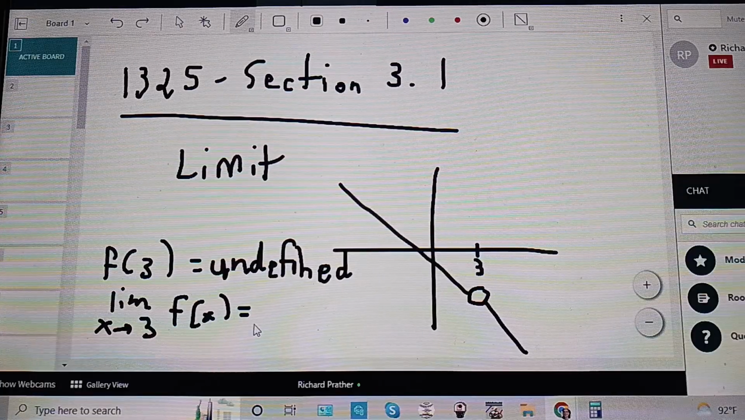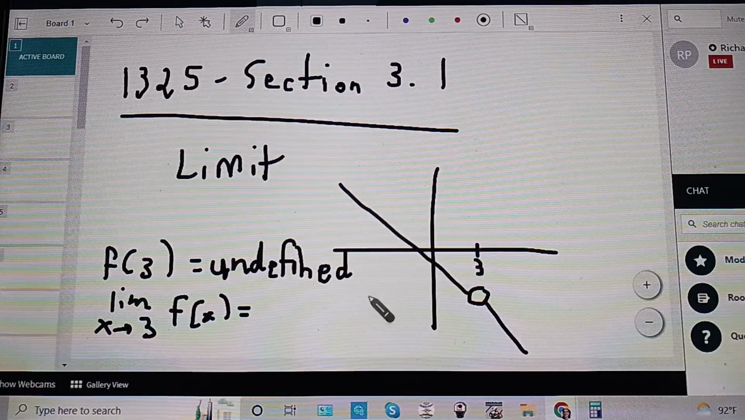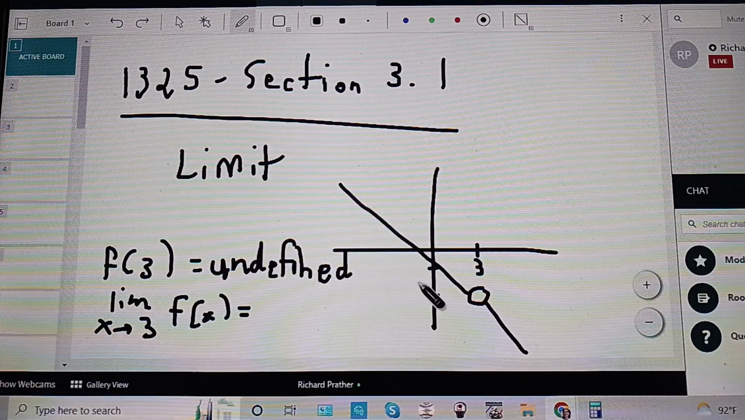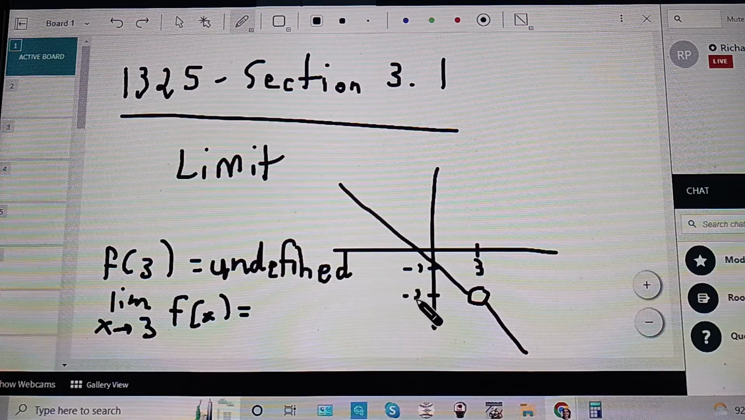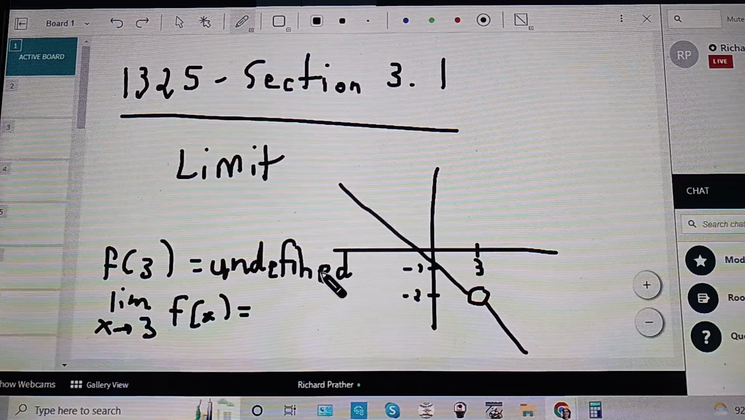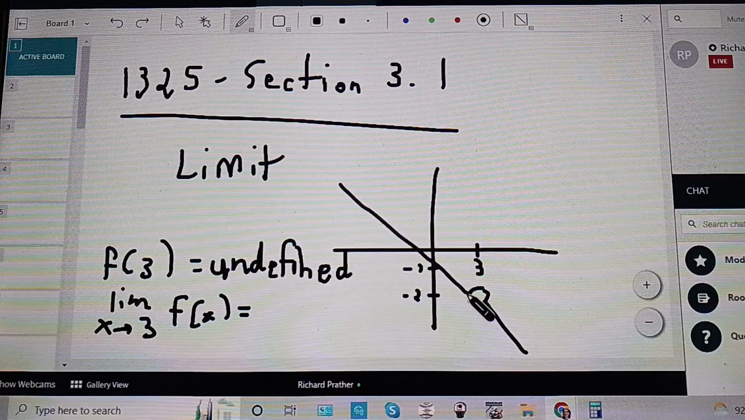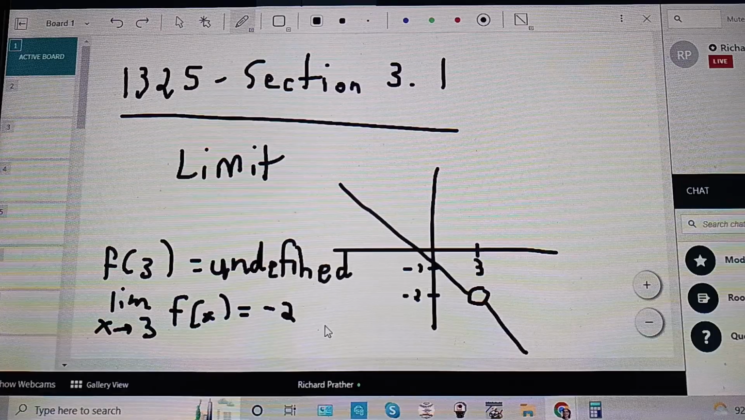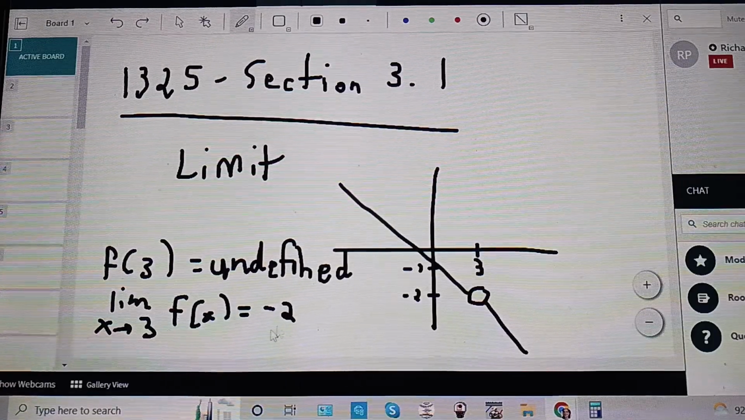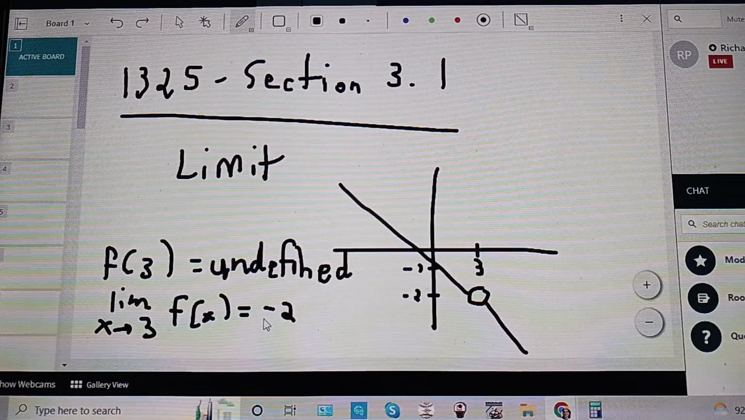So think of it this way: what if that hole wasn't there? And let's say that this is -1, -2 right here for the y. Well, somebody was looking at this in the past and said, if only there wasn't a hole right here, f of 3 would have equaled -2 otherwise. But because there is a hole there, it's technically undefined, but in essence, the graph is getting really close to -2. So the limit can have an answer of -2 even if the function is undefined at that spot. That's kind of where this was born from.